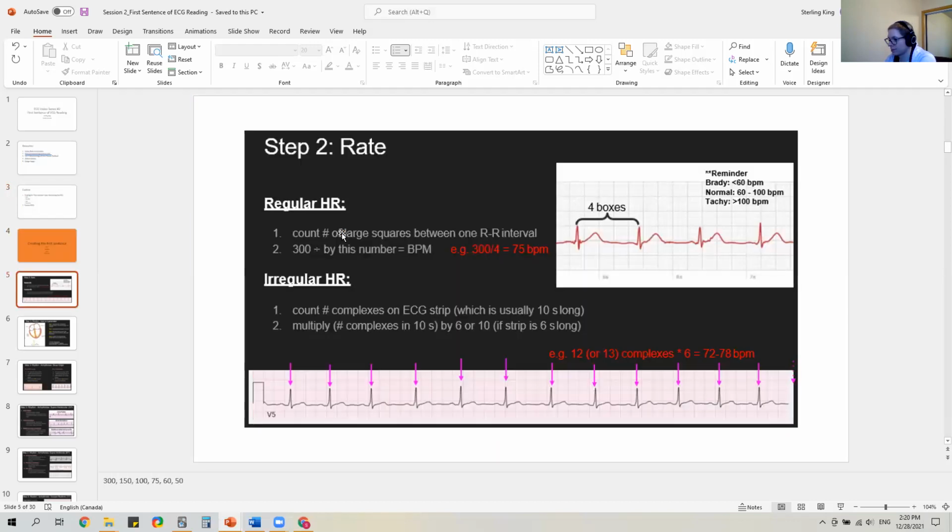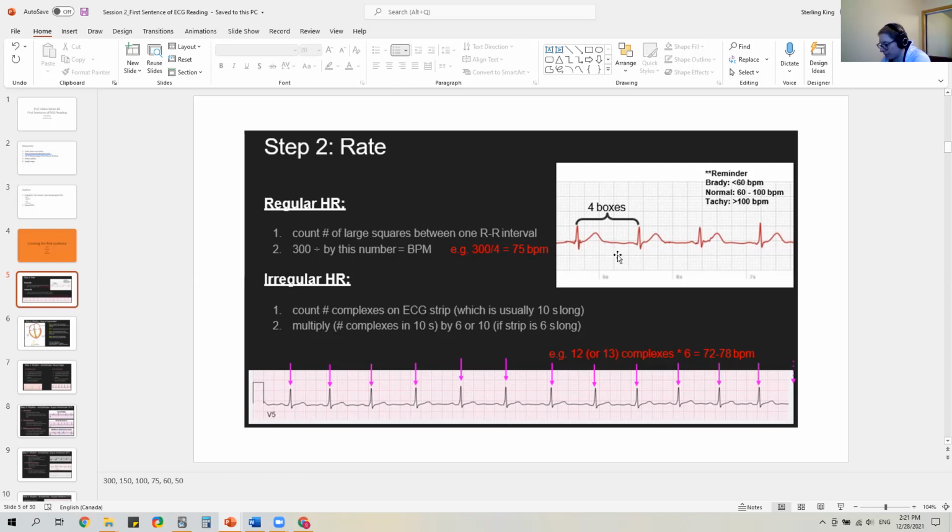So creating the first sentence. Rate. When we're talking about heart rate, generally how you want to do it is count the number of large squares between one R to R. Here, if we're counting, you can see it says 4 boxes. Usually I just wait to find one that's right on a box, which is really nice. So I could go 1, 2, 3, it's about 4 boxes. And then you could divide 300 by that number to get the beats per minute. So 300 over 4 would be 75. Normal heart rate is 60 to 100, bradycardia being lower than that, tachycardia being higher than that.